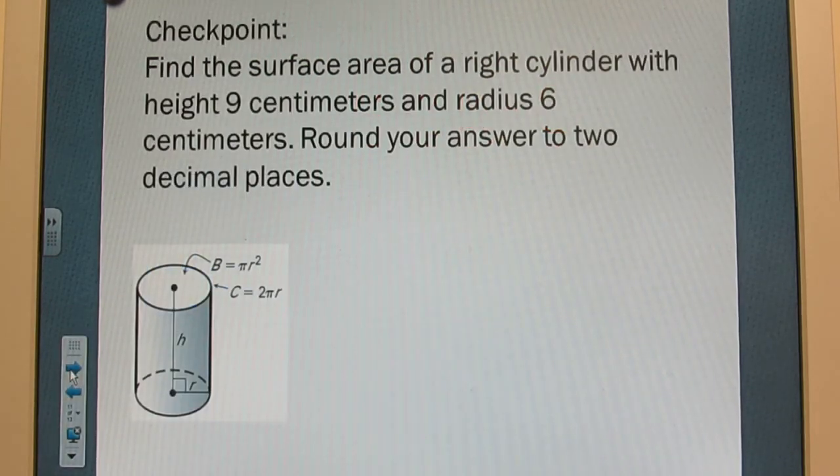Now you need to find the surface area of a right cylinder with height 9 centimeters and radius 6 centimeters. Round your answer to 2 decimal places. So make sure you follow the directions. It wants you to round to 2 decimal places.